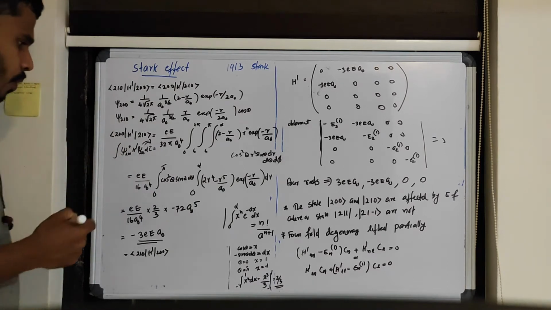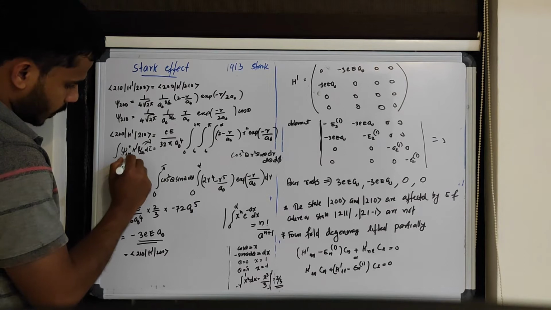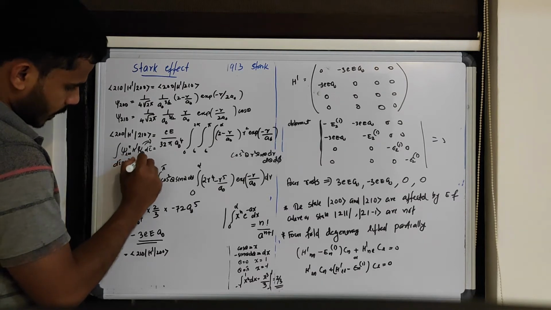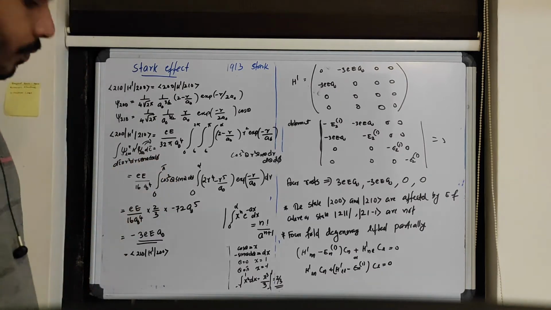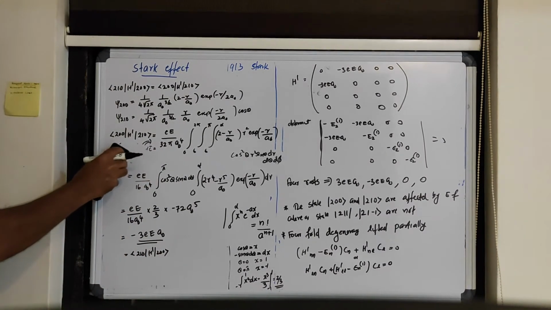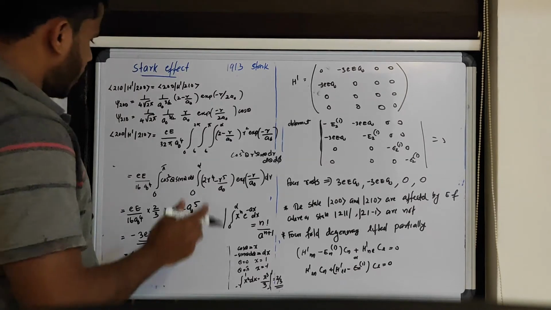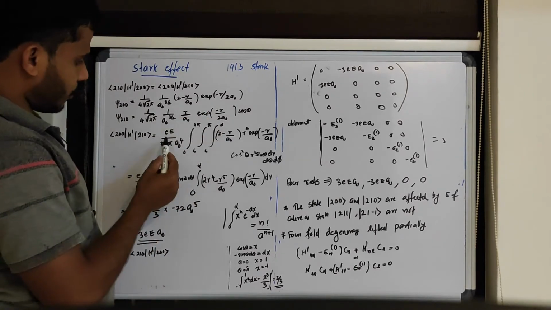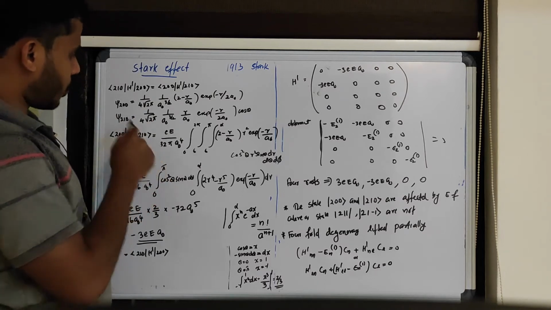So what is d tau here? d tau is nothing but r square dr sin theta d theta d phi. This is d tau. So you already know these things. So I have written all these steps. I took this integration in the psi star form.